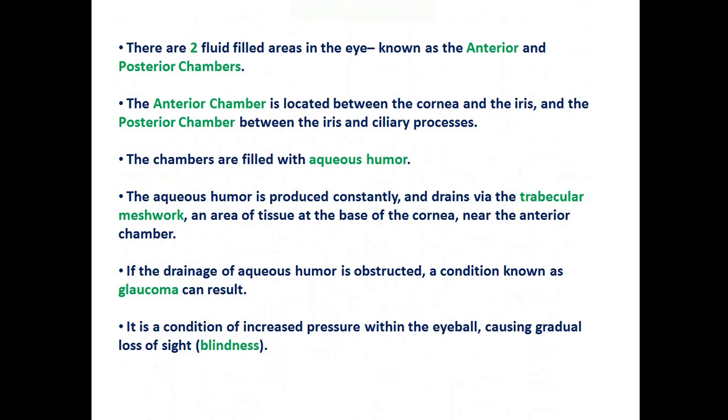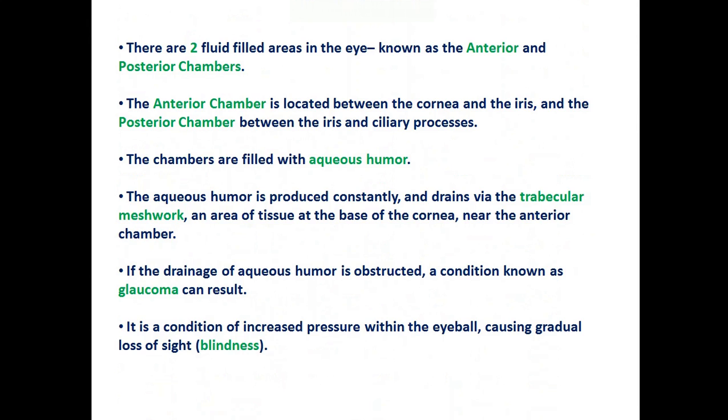The anterior chamber is located between the cornea and the iris, and the posterior chamber between the iris and ciliary processes. The chambers are filled with aqueous humor. The aqueous humor is produced constantly, and drains via the trabecular meshwork, an area of tissue at the base of the cornea, near the anterior chamber.